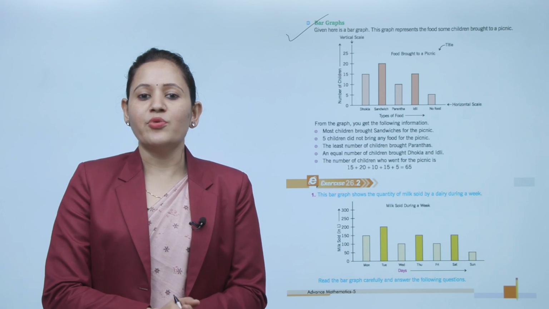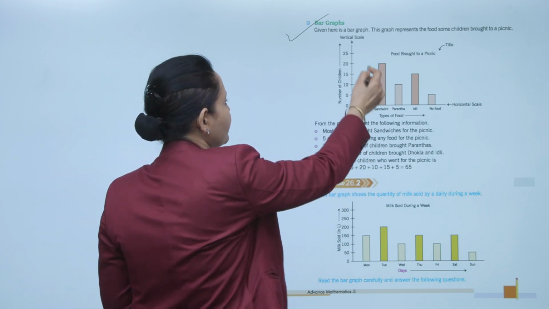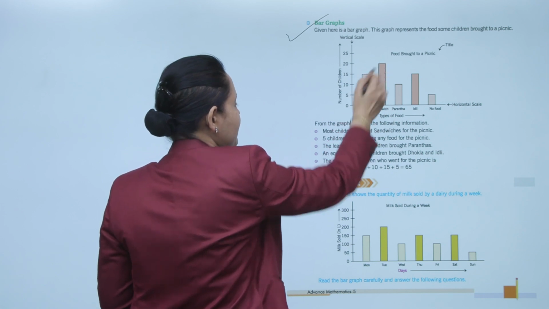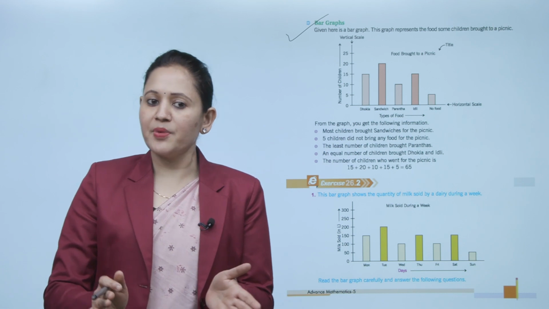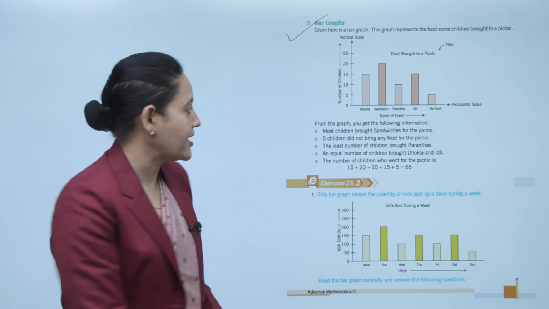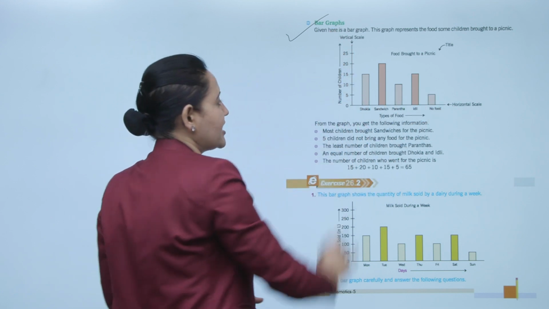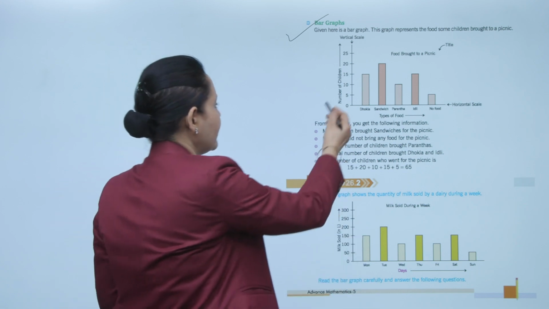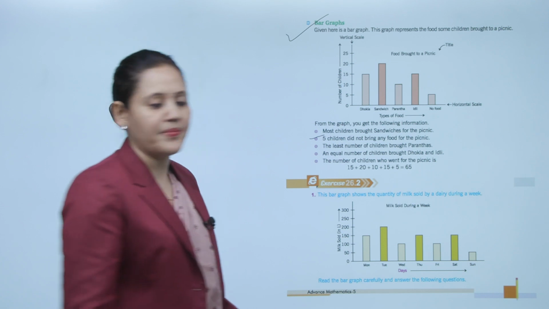Most children brought sandwiches for the picnic because the height of the graph here, sandwich, that is the maximum. So we can say most children brought sandwiches for the picnic. 5 children did not bring any food for the picnic. No food. Here on the vertical axis we will see the number, that is 5. So 5 children did not bring any food for the picnic.